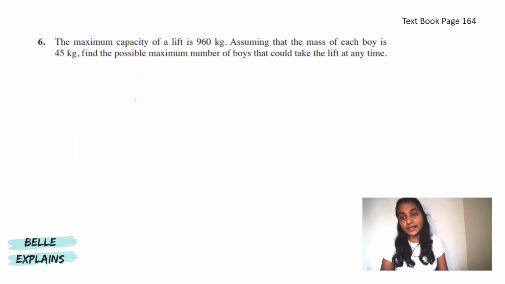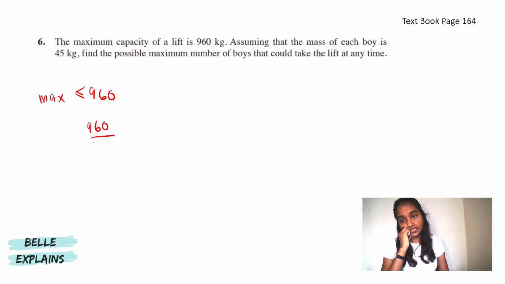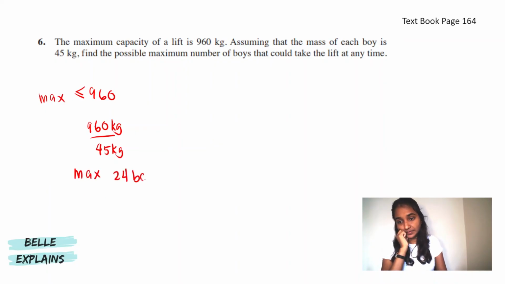Next one. The maximum capacity of a lift is 960 kgs, so it cannot be, okay, the max cannot be more than 960. It's probably going to crash and fall. Assuming that the mass of each boy is 45 kg, find the maximum number of boys. Okay, so 960 divided by 45 kg. Let's see. We have maximum 24 boys at the same time. Okay.